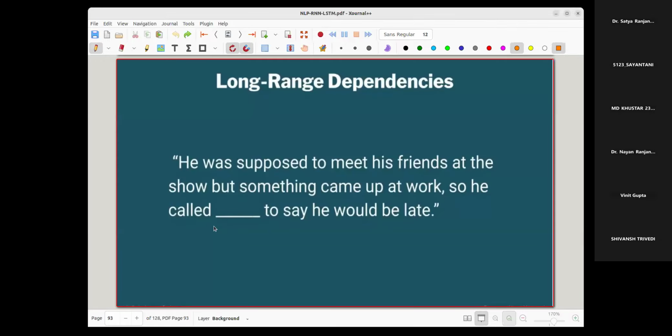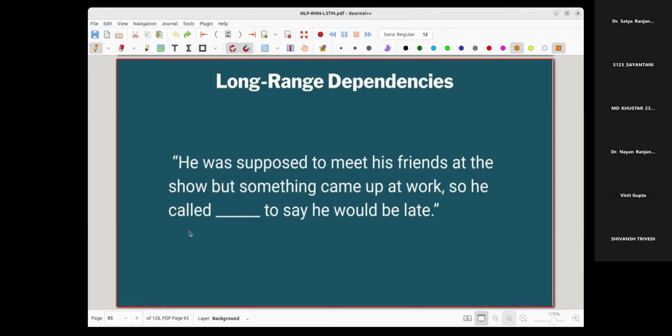Now another concept with this RNN is called long range dependency. Let's see how long range dependency actually affects our output in the RNN. For example, this is the sentence: He was supposed to meet his friends at the show, but something came up at work, so he called dash to say he would be late.